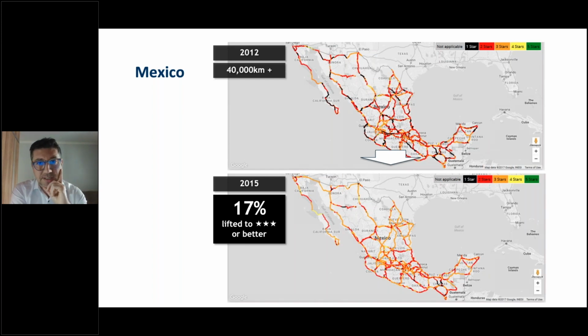In 2012, almost 10 years ago, we assessed more than 40,000 kilometers in Mexico. And then with this assessment and the investment plan, the authorities in Mexico applied a number of countermeasures to the infrastructure. Three years later, we assessed it again in 2015, and the percentage of roads that were 3 stars or better had risen by 17%. Therefore, the Mexican road network improved quite a lot. Next one.